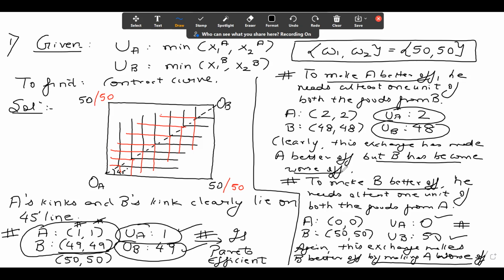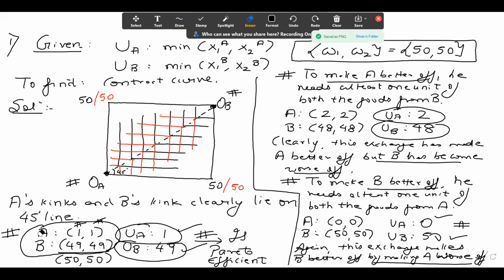Now I can generalize and I can say that all the points on this 45-degree line are Pareto efficient. If one point on the 45-degree line is Pareto efficient, I can generalize, and you can do this exercise at home. Just take 2, 2, 48, 48, 3, 3, 47, 47, dot, dot, dot, 49, 49, 1, 1. And guys, even the origins, OA and OB are also Pareto efficient, because OA also lies on the 45-degree line, OB also lies on the 45-degree line. That means every point on the 45-degree line, including the origins of A and origins of B, are Pareto efficient.